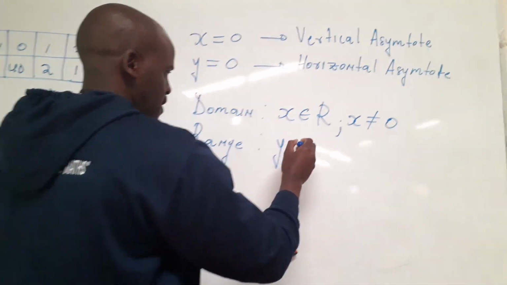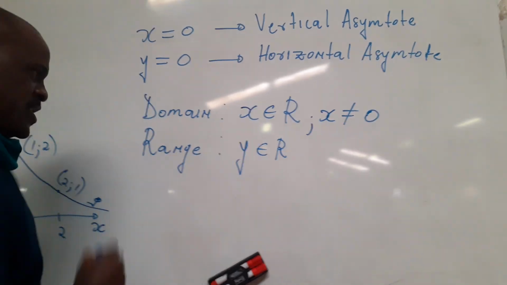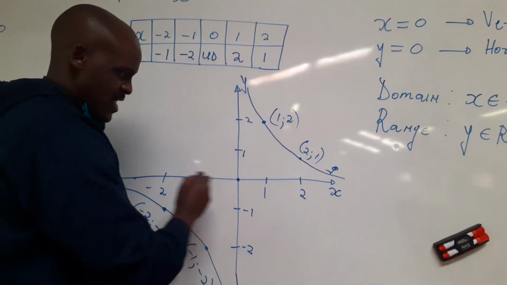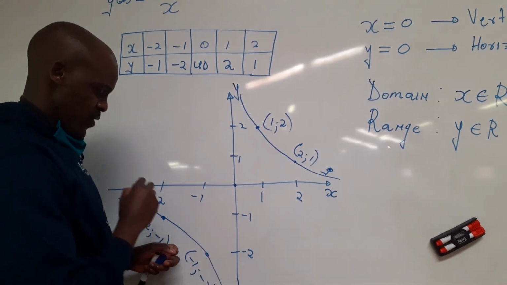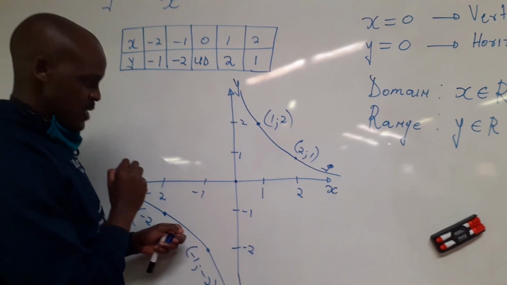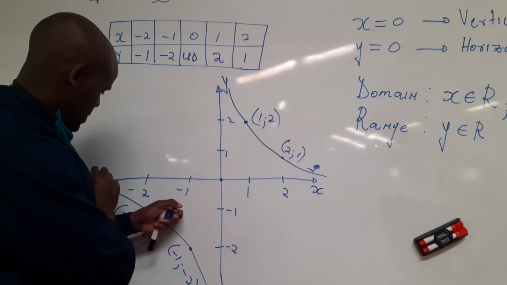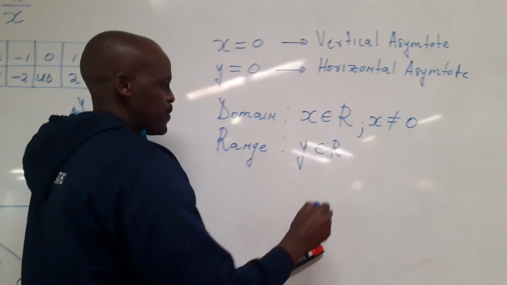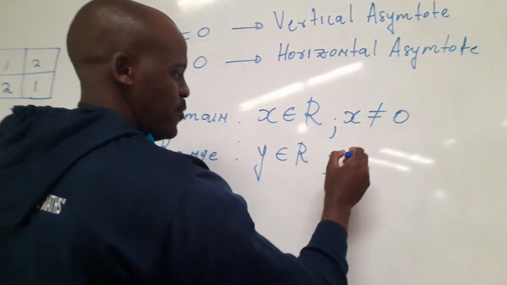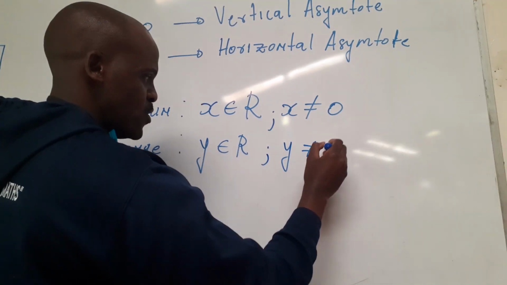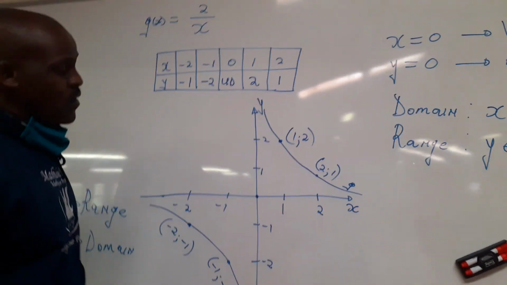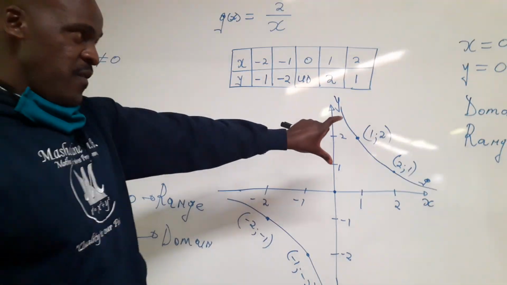Again, for the range, that's our domain. For the range, we mustn't touch the x-axis for this graph to always exist. So, in other words, here y must not be equal to 0. y can be any value, but that value mustn't be equal to 0. So, that's how to find all these.